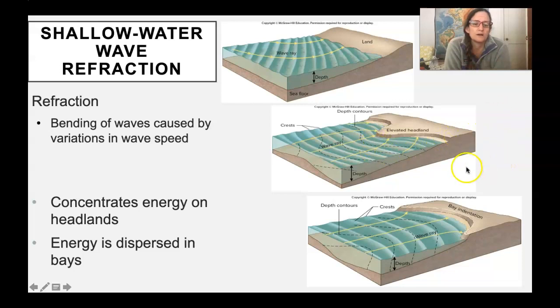Whereas over here, we'll go to the next image, in these bays, the energy is dispersed. The wave rays are coming in and the wave rays here to the side, that energy is going to the side. So there's less energy in that bay, which allows for sedimentation. So that would be a place where there would be like a protected beach with not a lot of wave energy. And the energy is on those headlands.